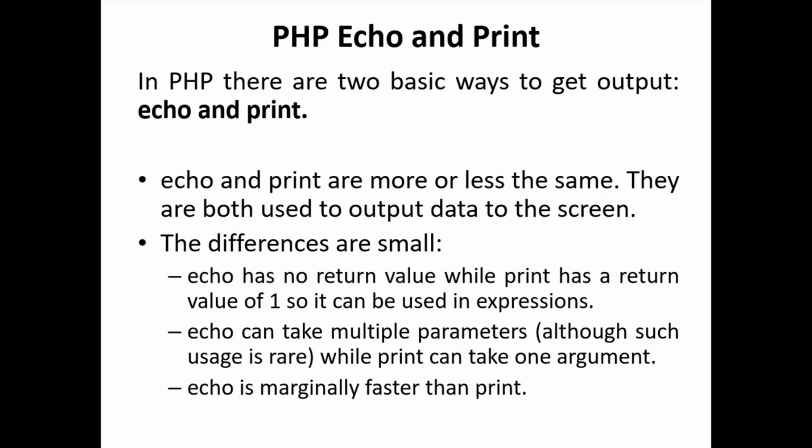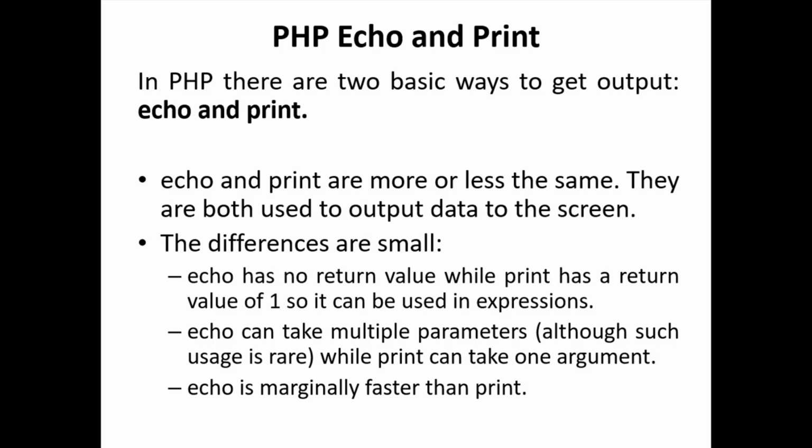So echo and print are more or less the same, as they are both used to output data to the screen. Whatever you enter inside the echo command or the print function will be visible as an output on the screen. But there stands a small difference. What is the difference? Echo has no return value, while print has a return value of 1. So print can be used in expressions, but we cannot use echo in expressions.